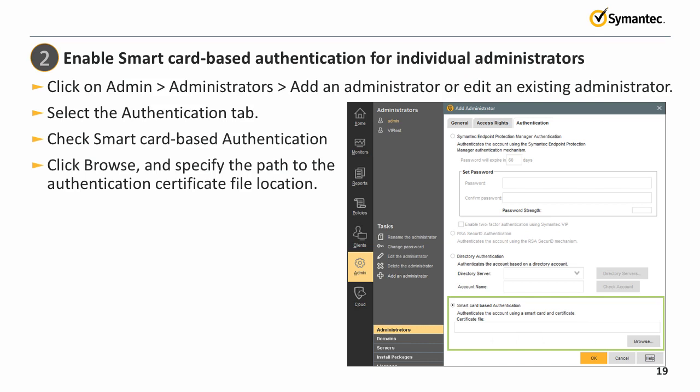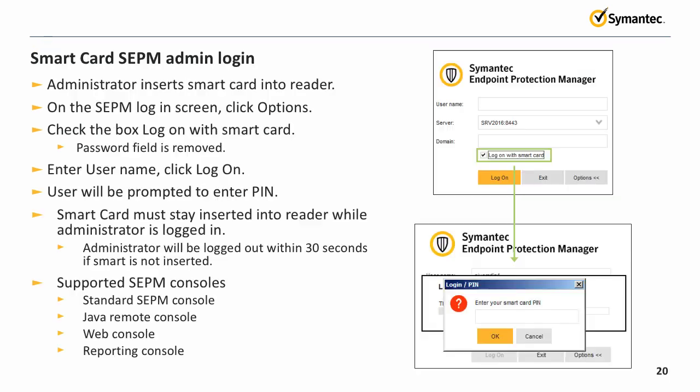The next step is to enable smart card-based authentication for individual administrators. Navigate to Admin, Administrators, add an administrator or edit an existing administrator. Select the Authentication tab. Check Smart Card-based authentication. Click Browse and specify the path to the authentication certificate file location.